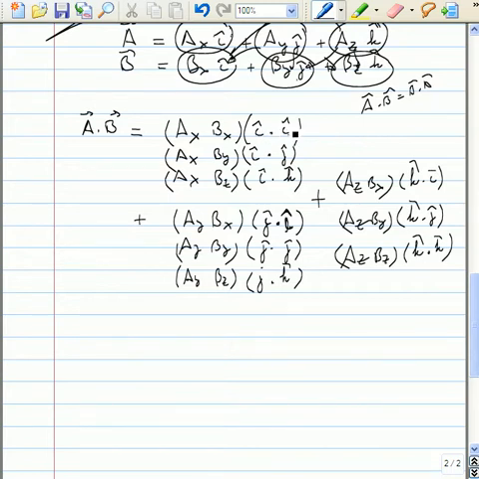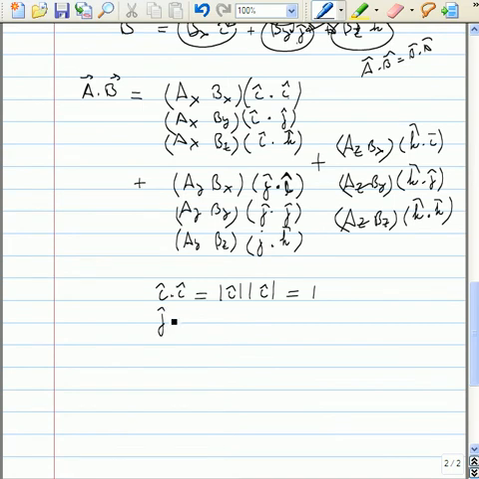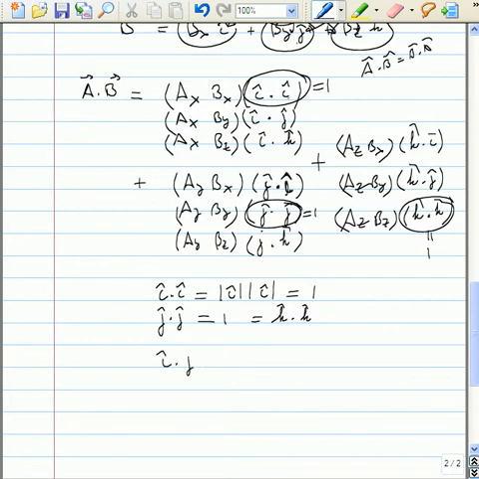So let's look at every term. i dot i. This is the case where you have two vectors which are parallel to each other. Therefore, i dot i is equal to magnitude of i times magnitude of i times the cosine between those two i's, which is 0. So cosine of 0 is 1. Since the magnitude of a unit vector is 1, that's just 1. And that's exactly the same thing for j dot j and k dot k. So this term, and this term are equal to 1.